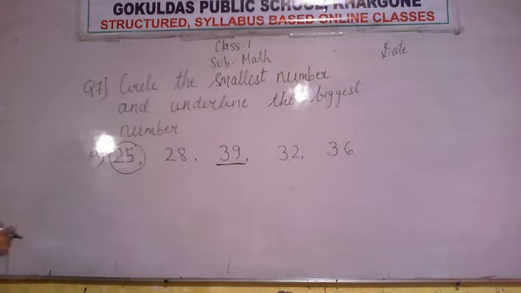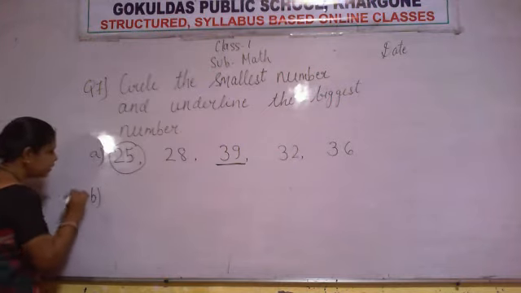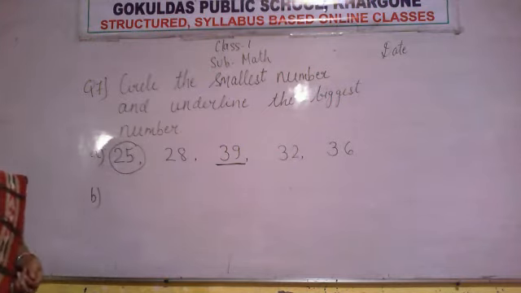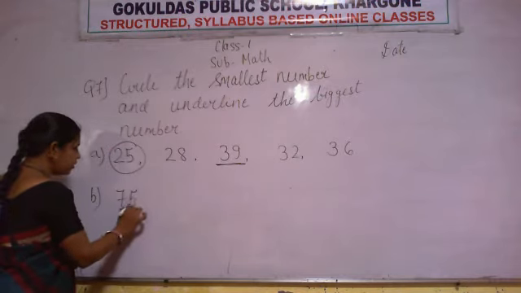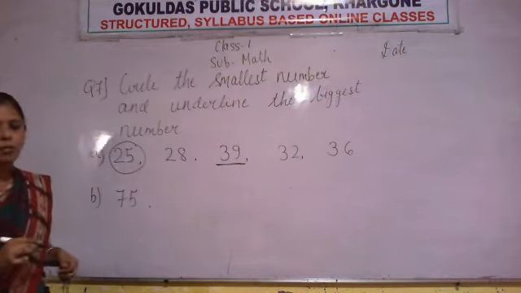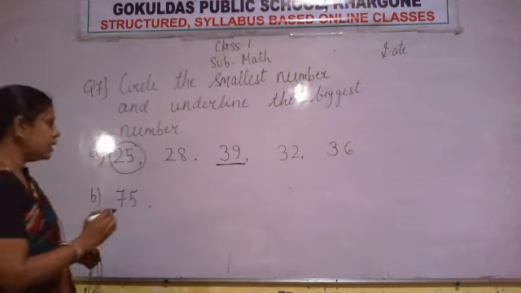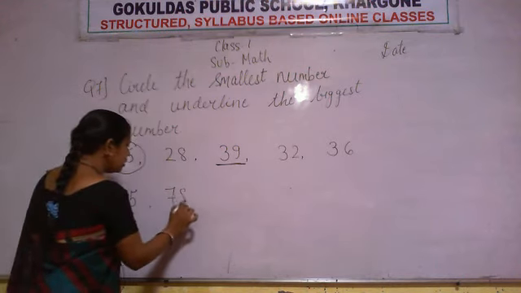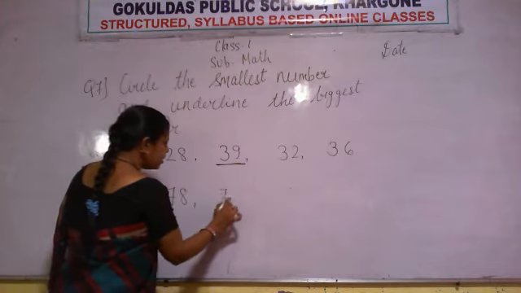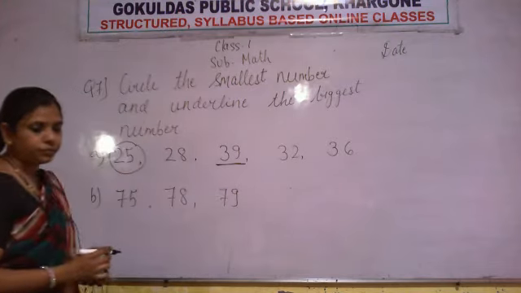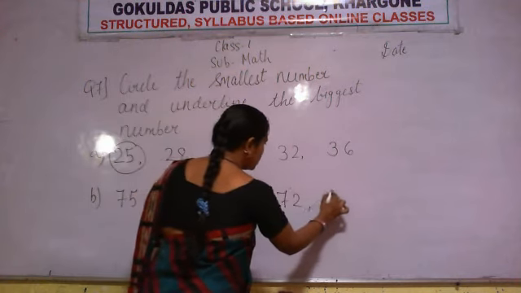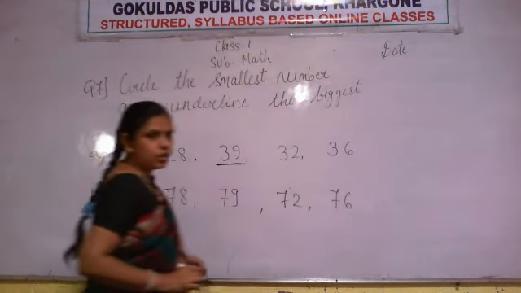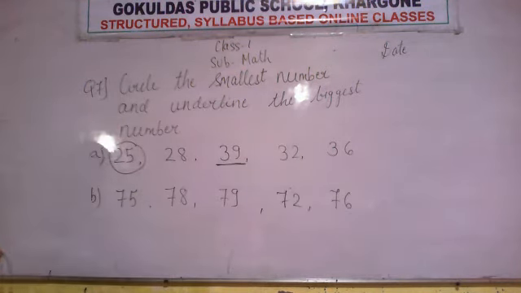Now one more question is given. B: 75, 78, 79, 72 and the last number is 76. So first of all, copy all the numbers.